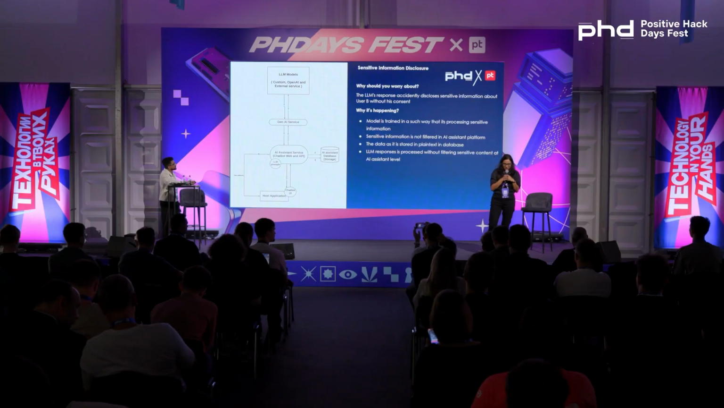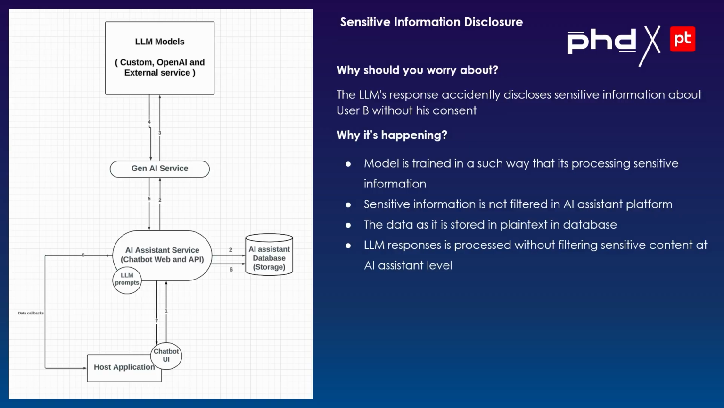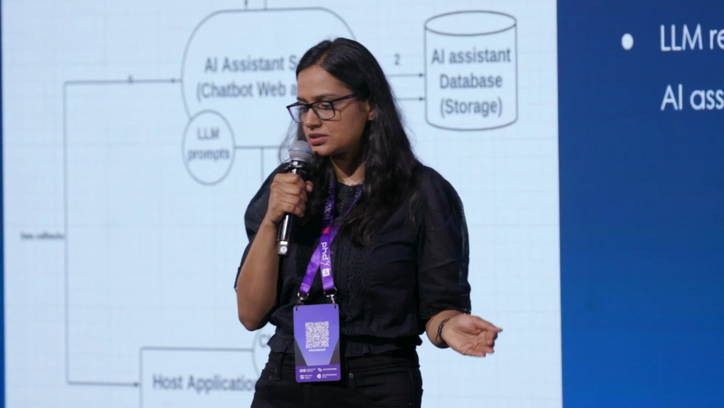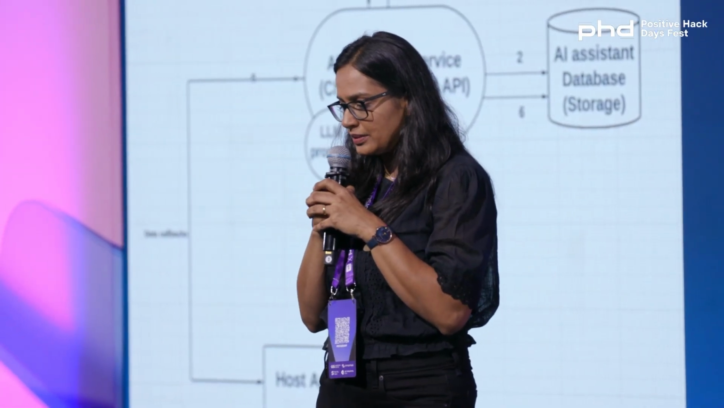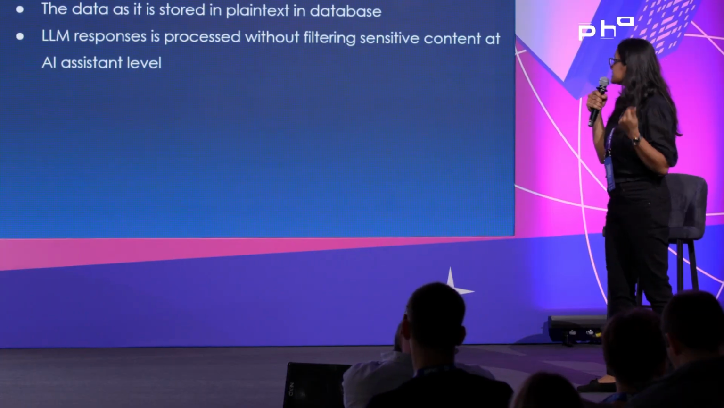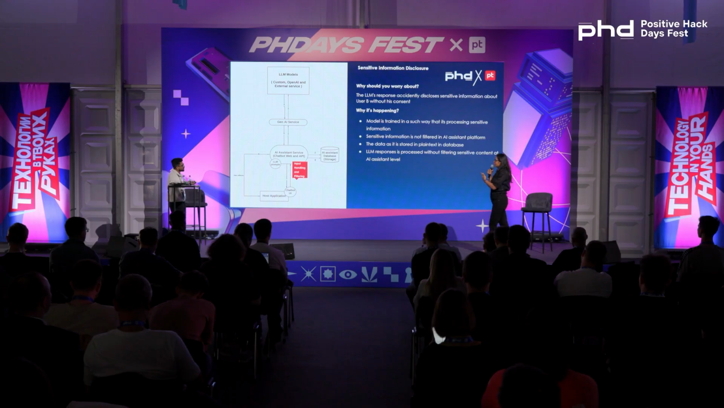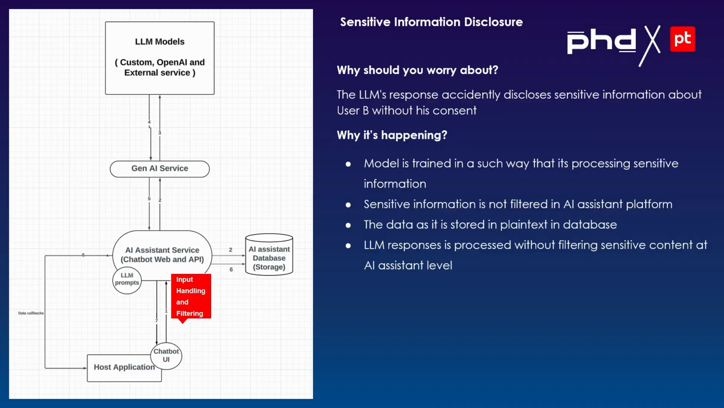So why should you worry? Without having user B's context or consent, we are sharing this information with someone else. This is the major problem here. Like we discussed, the model is trained in such a way that it's processing sensitive information. This is one of the entry points where we can check exactly what the user is sending or asking. So this is the entry point for input handling and filtering.